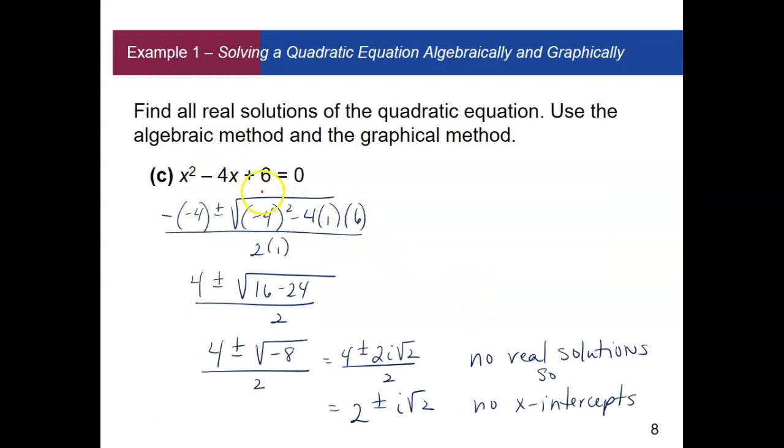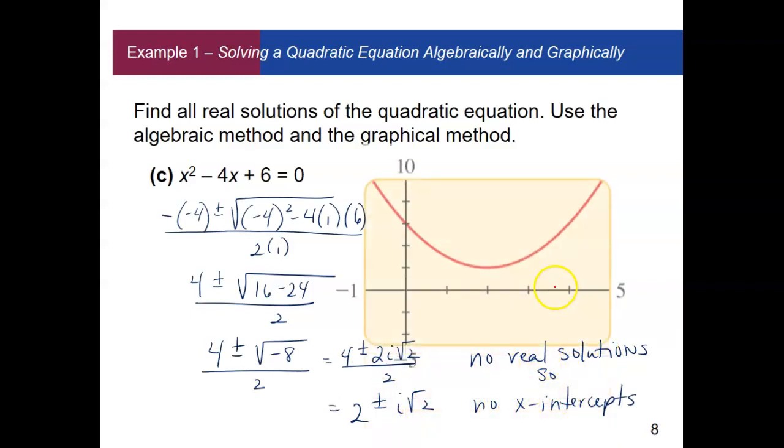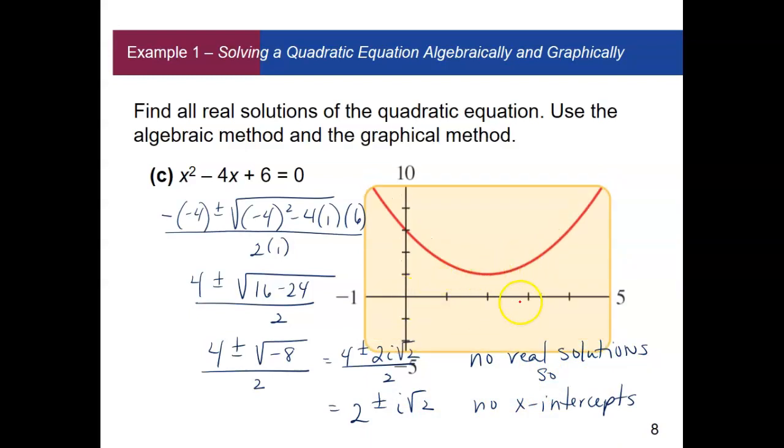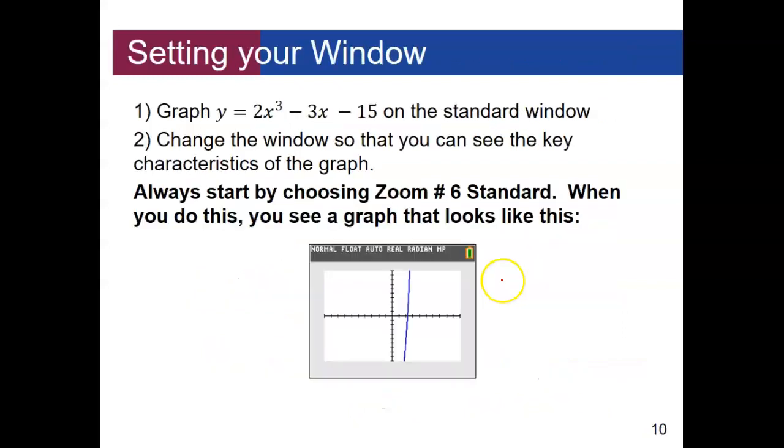And then looking at this one, if you solve this using the quadratic formula, which would be our algebraic method, you end up with an i in your answer, so you have a complex solution. So basically, we have no real solutions, and because we have no real solutions, we would expect to have no x-intercepts, so our graph is not going to be touching the x-axis. So this would have no real solutions when it doesn't touch the x-axis.